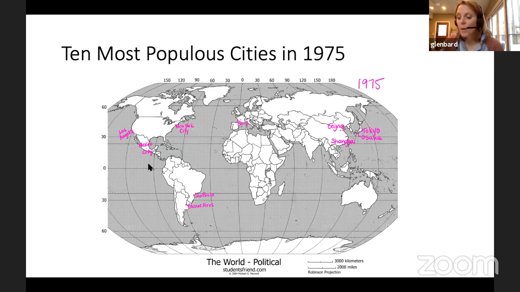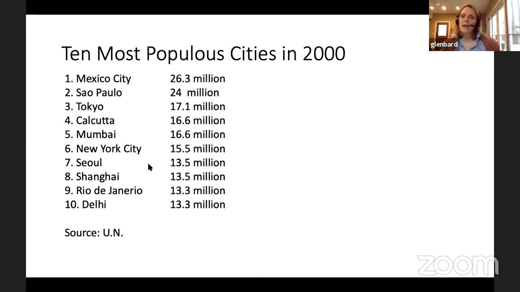So we are going to jump to the year 2000, 25 years later, and you should notice some changes. Take a look. Mexico City jumped from 4 to 1. Tokyo down to 3. Sao Paulo. Wait a second, in 25 years, we've added Calcutta, Mumbai, and Delhi. Your flag should be going off going, wait a second, they're in the same country.